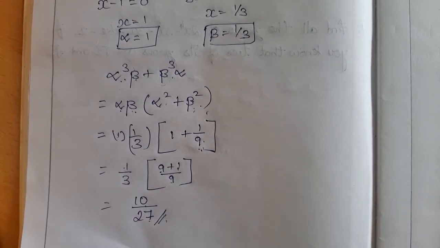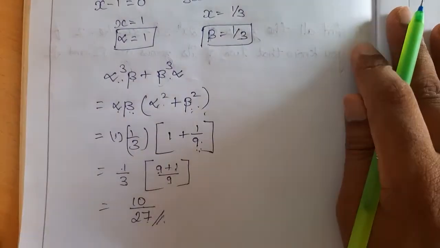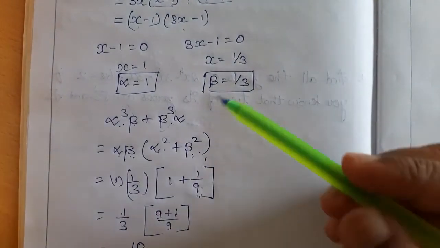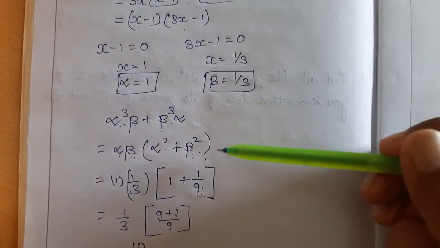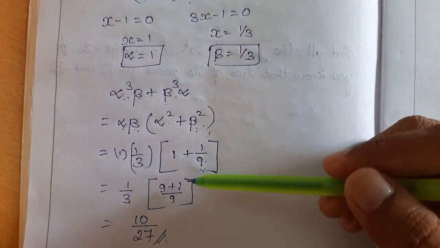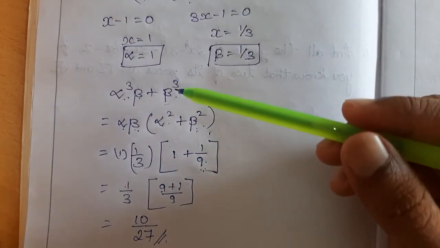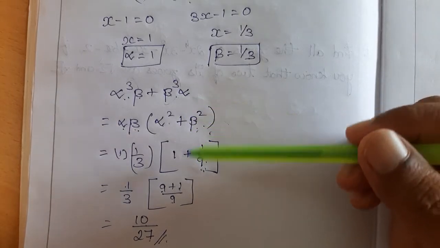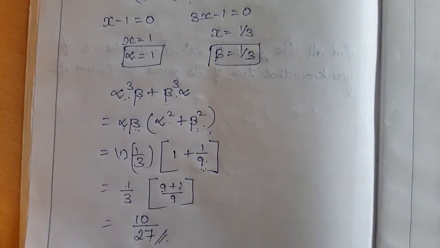Clear? So first find the zeros and substitute in the given expression. If you are able to simplify the expression, you simplify and then substitute, so it will take fewer steps. Otherwise it will take a little more time. This will be time consuming.